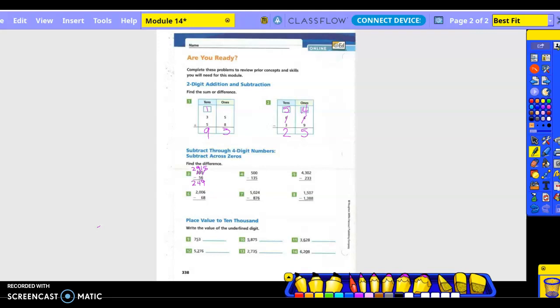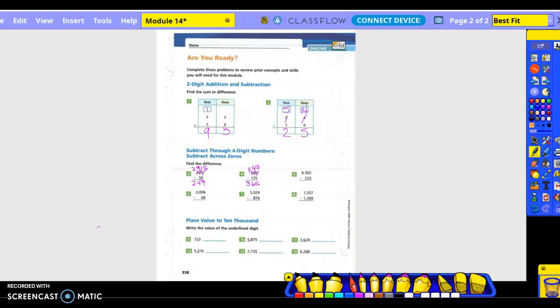Next one, we start out regrouping, and this is a 10. This is a 9, and this is a 4. 10 minus 5 is 5. 9 minus 3 is 6. 4 minus 1 is 3.